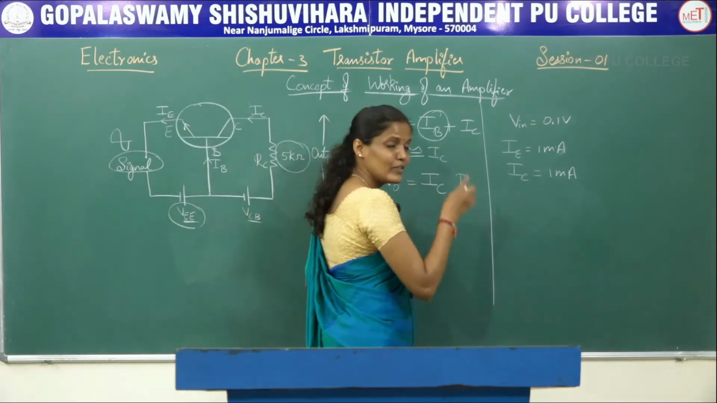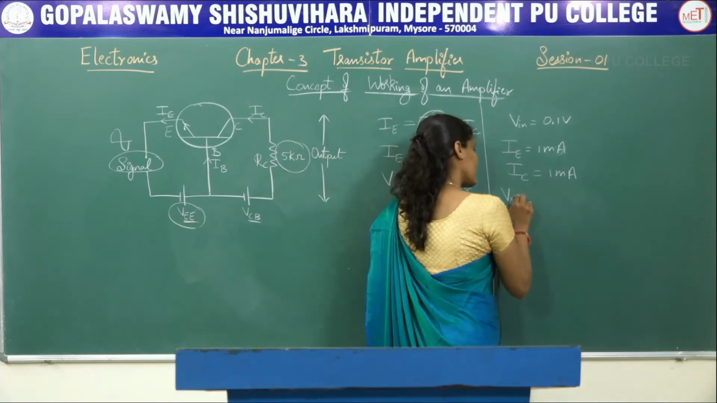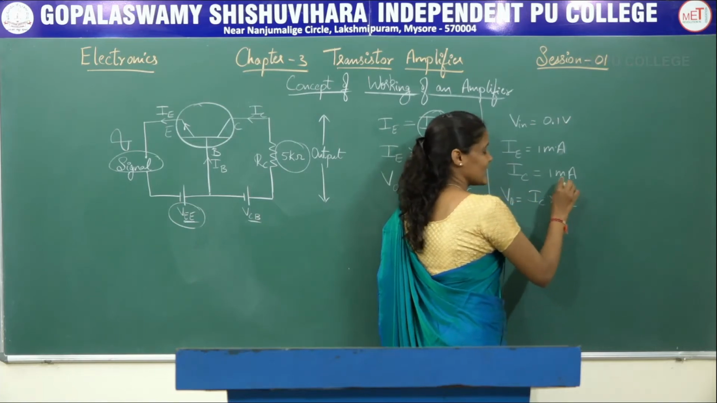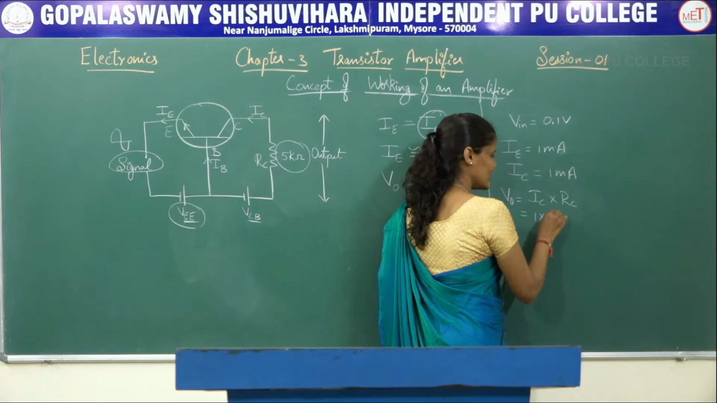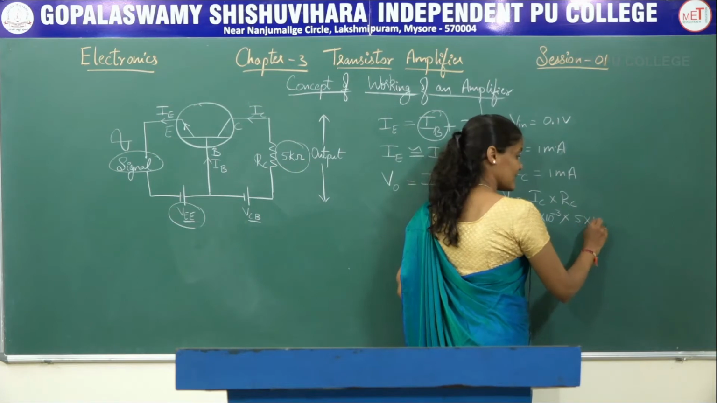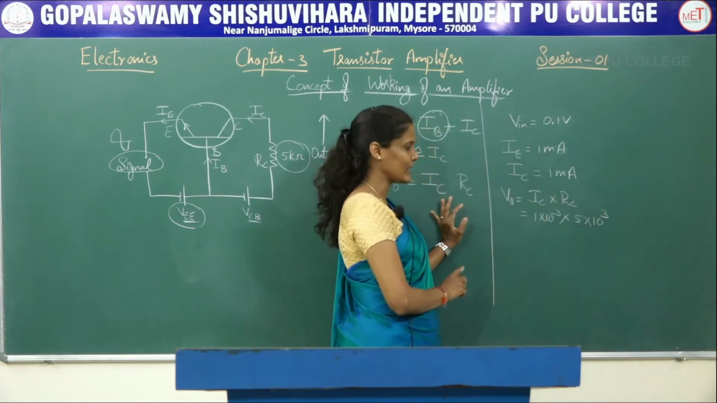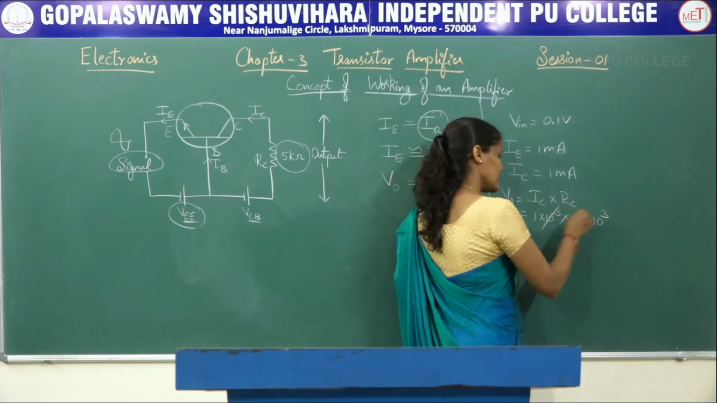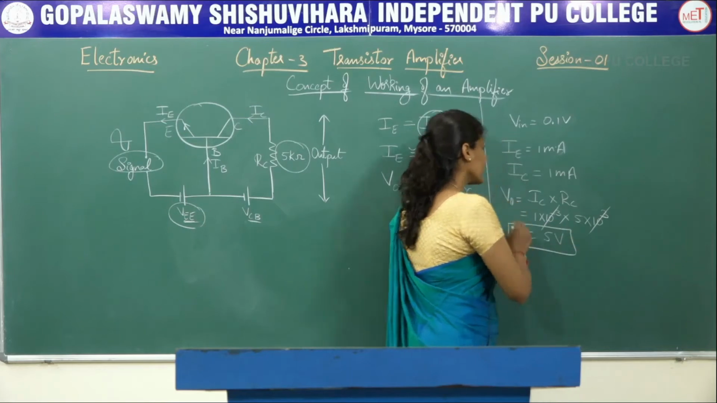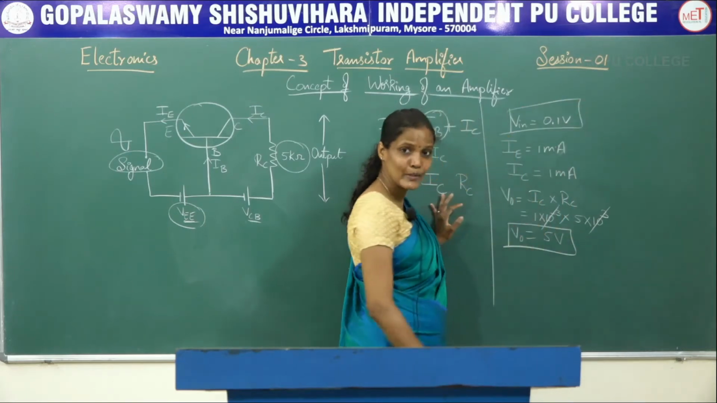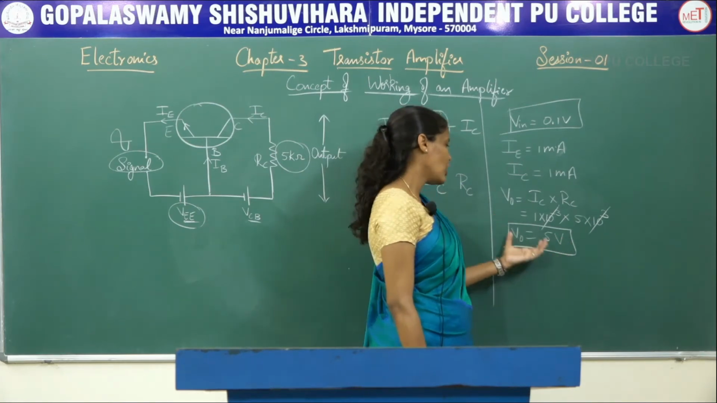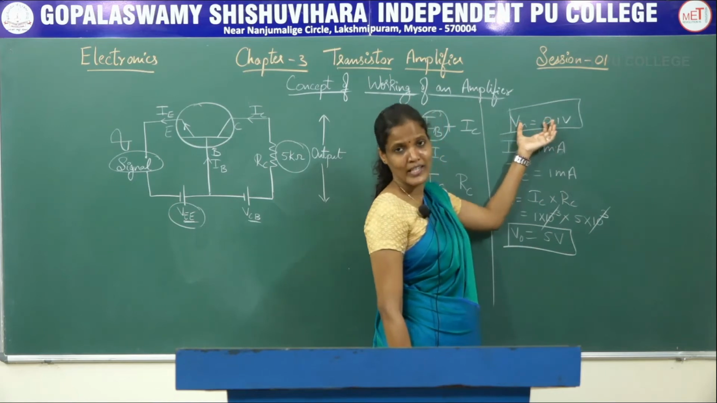IC is the current flowing through that resistor. So the output voltage V0 will be equal to IC into RC. The IC value now is 1 milliamp, that is 1 into 10 to the power of minus 3, into the RC value. If I consider the same example, it is 5 kilo ohm, and 5 kilo is 10 to the power of 3. So this gets cancelled, and 5 into 1 is equal to 5 volts. The input voltage I applied was just 0.1 volts, but the output voltage I am getting is 5 volts. That is, the output is the amplified version of the input signal.